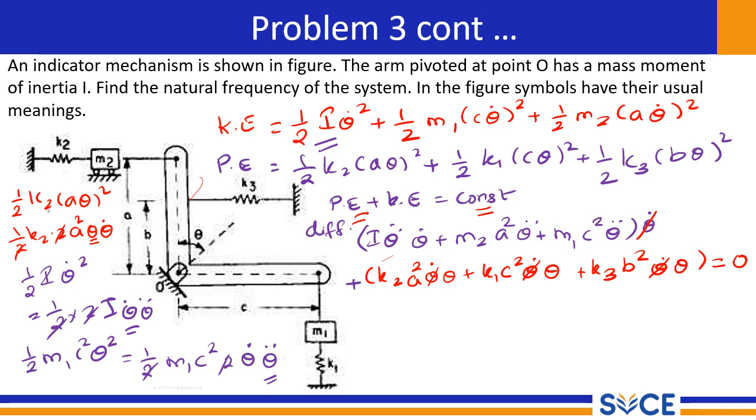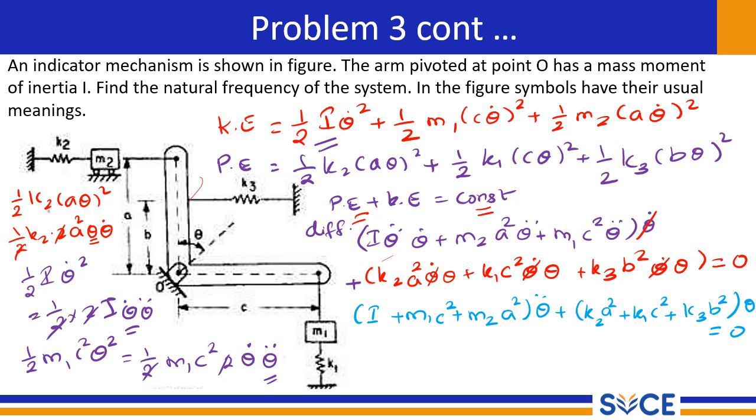Now we can rewrite the equation in the form of theta double dot. It is going to be I plus m1 c square plus m2 a square times theta double dot plus k2 a square plus k1 c square plus k3 b square times theta equal to 0. Here the displacement theta comes out commonly.